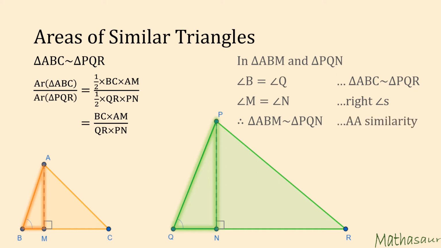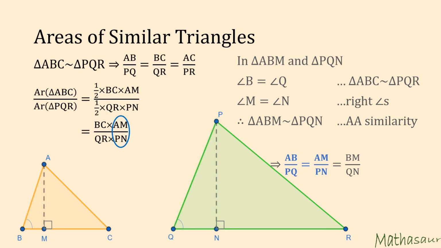Now we know that the corresponding sides of two similar triangles are in proportion. So we can say that AB by PQ would be equal to AM by PN would be equal to BM by QN. Now look at the ratio of the areas of the two triangles. We have AM by PN, and we have just seen that it is equal to AB by PQ.